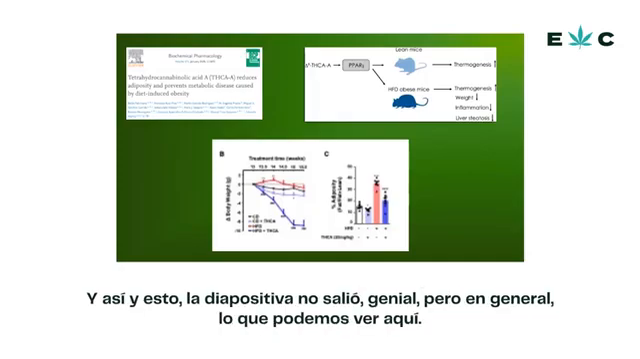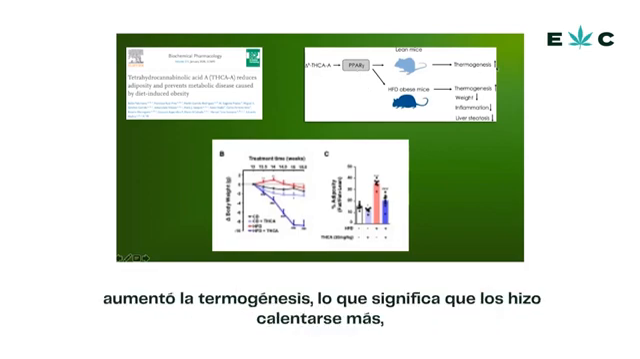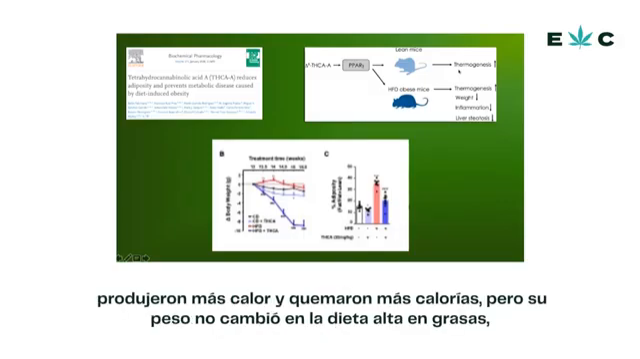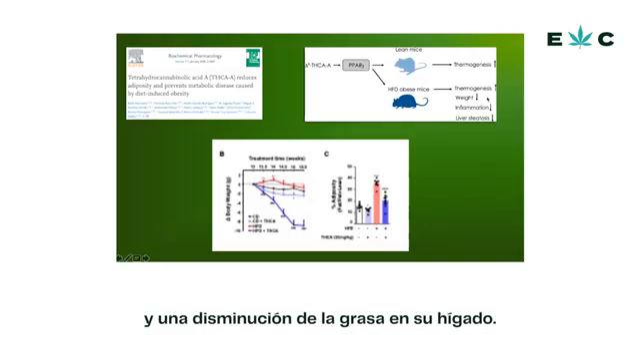And so, this slide didn't come out great, but just in general, what we can see here is that via the PPAR gamma receptor, when THCA was given to lean mice, it increased thermogenesis, which means it made them heat up more. They produced more heat and burned more calories, but their weight didn't change. In the high-fat diet obese mice, THCA had that same effect of increasing the heat production, but it made them lose weight, it decreased their inflammation, and it decreased the fattiness in their liver.